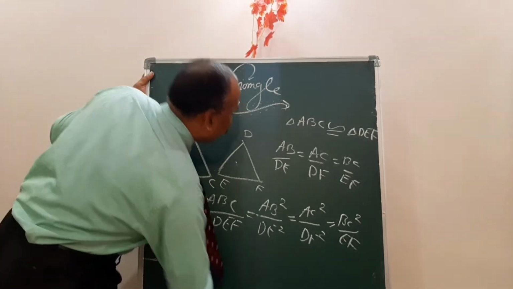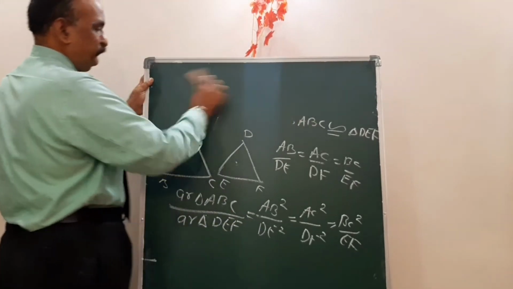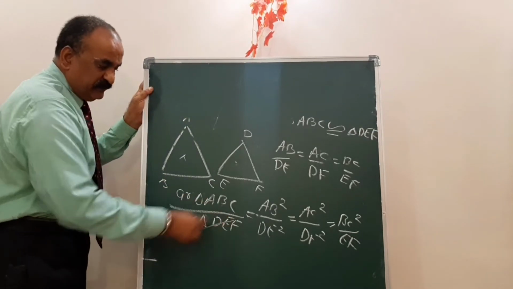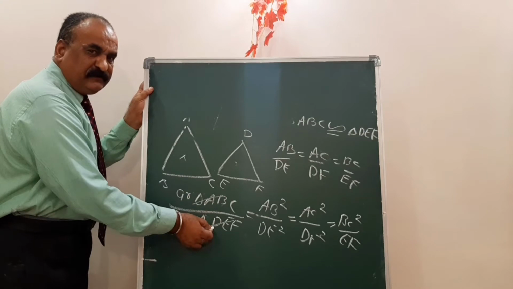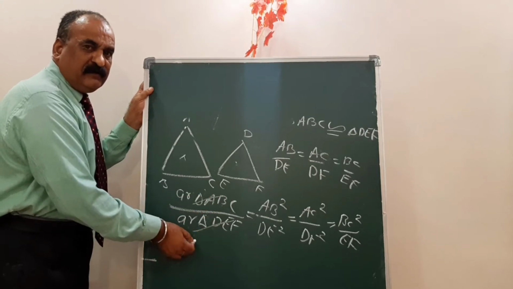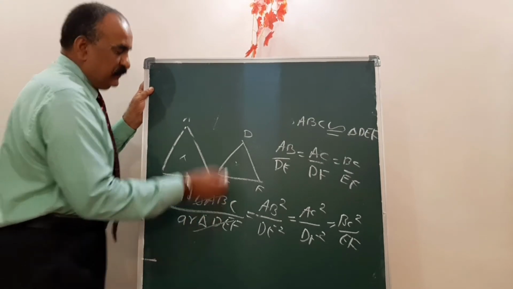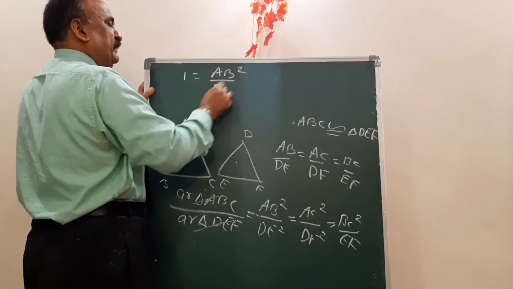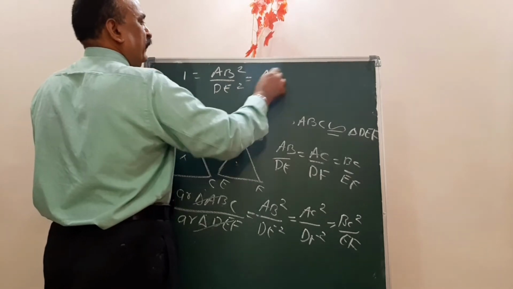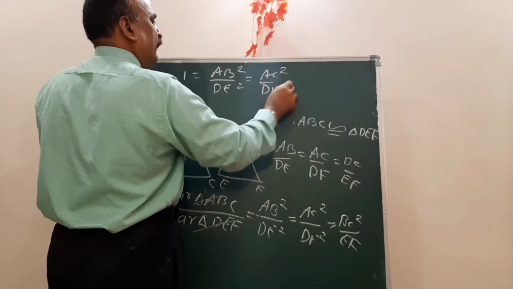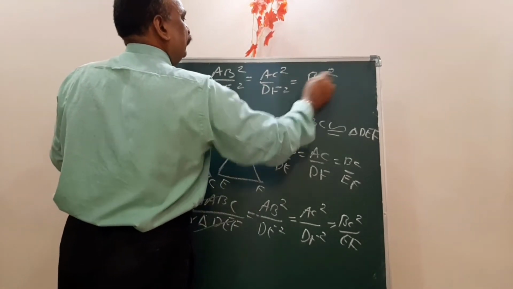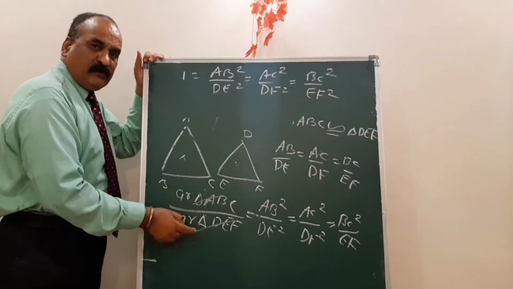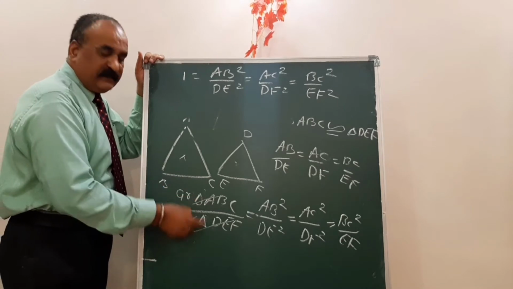Okay, now see. This area is equal. It means you can cancel this, because area of triangle ABC is equal to area of triangle DEF according to the question. It means 1 is equal to AB square upon DE square is equal to AC square upon DF square is equal to BC square upon EF square. Because both the triangles have the equal area, they cancel.